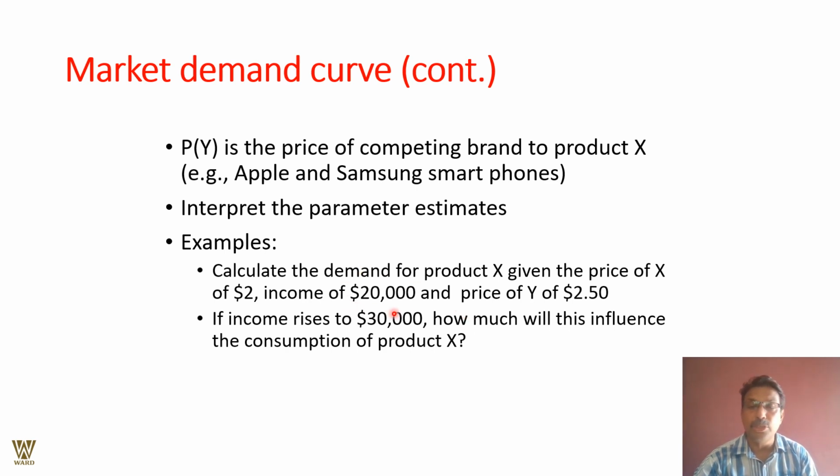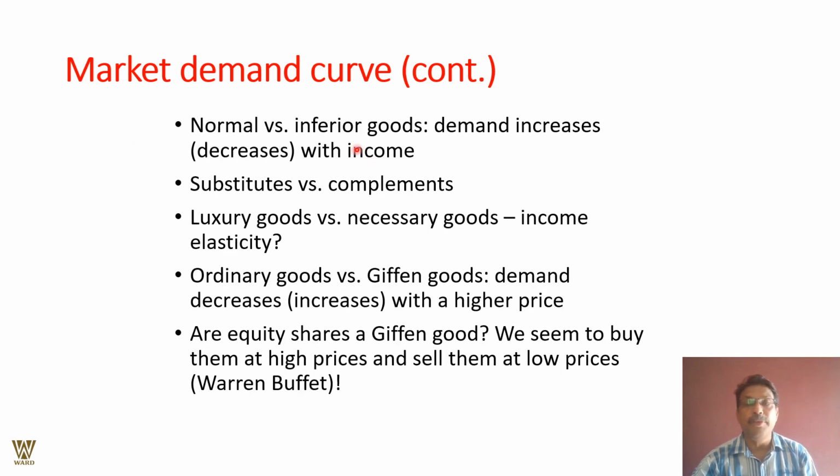So this is a $20,000 income. Mind you, this is an annual income. The price is only $2, and the other price, the substitute price, is $2.5. If the income increases by 50%, remember 50%, from 20,000 to a whopping 30,000, will it impact the demand for X, which has been priced at $2? So normal versus inferior good: demand increases or decreases with income.